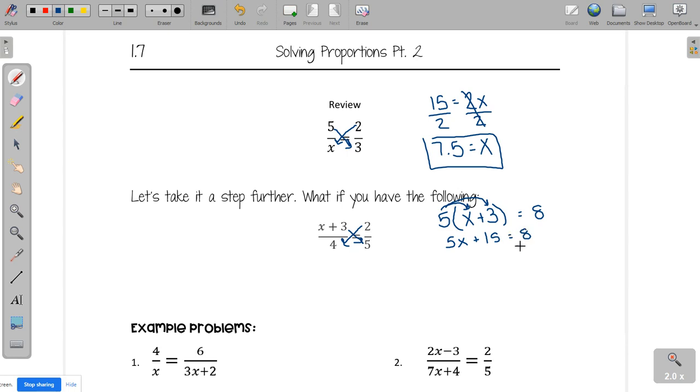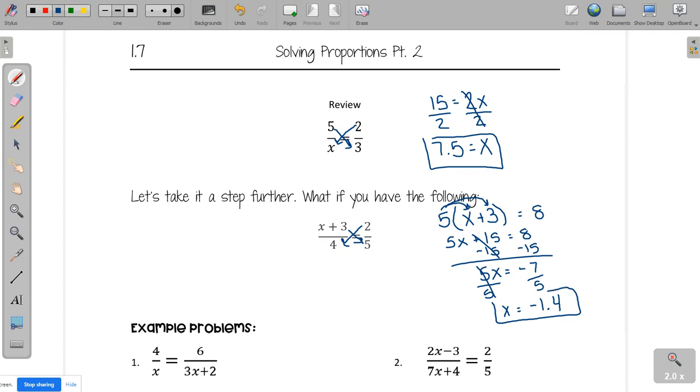Now we can solve for x. Get rid of the loose number, so subtract 15 from both sides. Get 5x equaling 8 minus 15, which is negative 7. Divide both sides by 5. And we get x to equal negative 1.4.